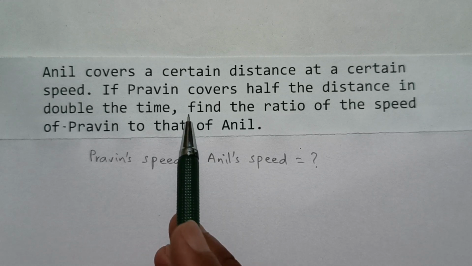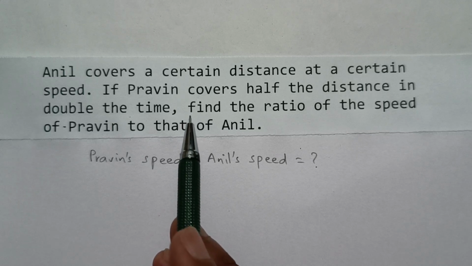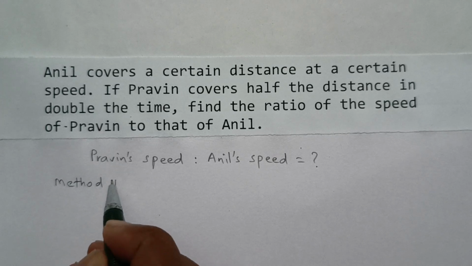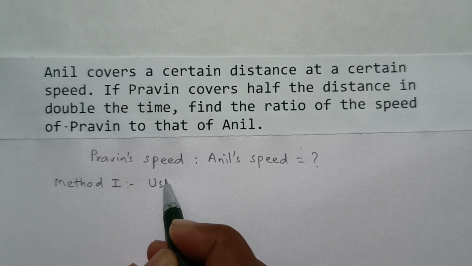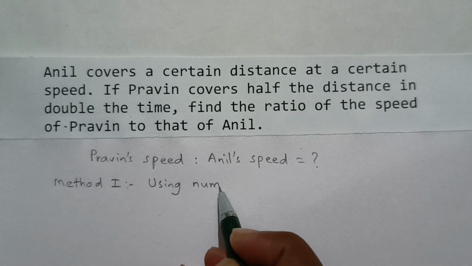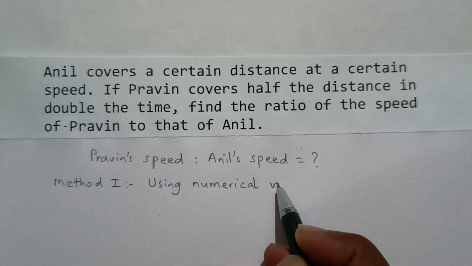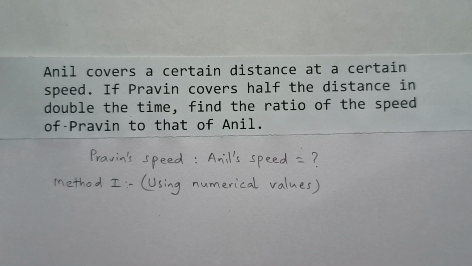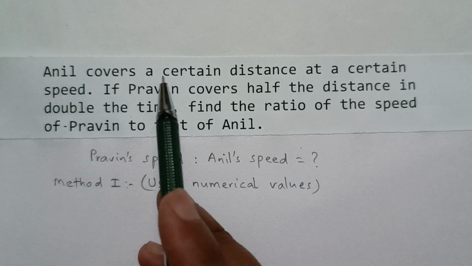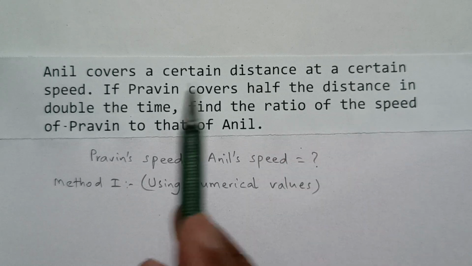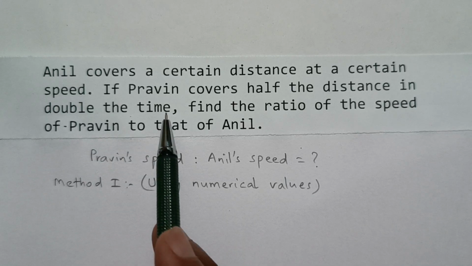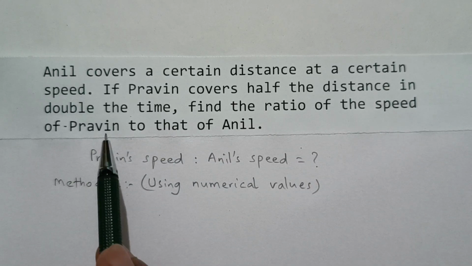I will solve this question using two different methods. So method number 1 is using numerical values. Now let us read this question once again. Anil covers a certain distance at a certain speed. If Praveen covers half the distance in double the time, find the ratio of the speed of Praveen to that of Anil.